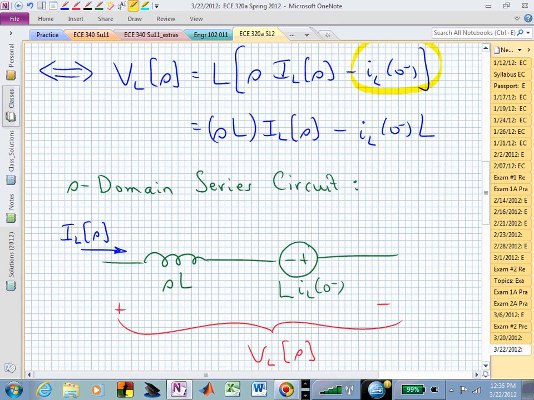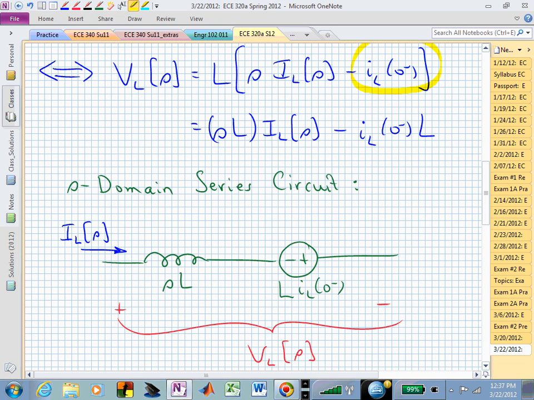And this polarity, minus to plus, is consistent with how we've labeled the current coming in from the left, going into the positive voltage terminal that we've labeled of our inductor, and that voltage drop across the inductor is across both elements. So you have to consider both of those pieces to find the actual voltage across that inductor in the S domain. Is that clear where that's coming from?